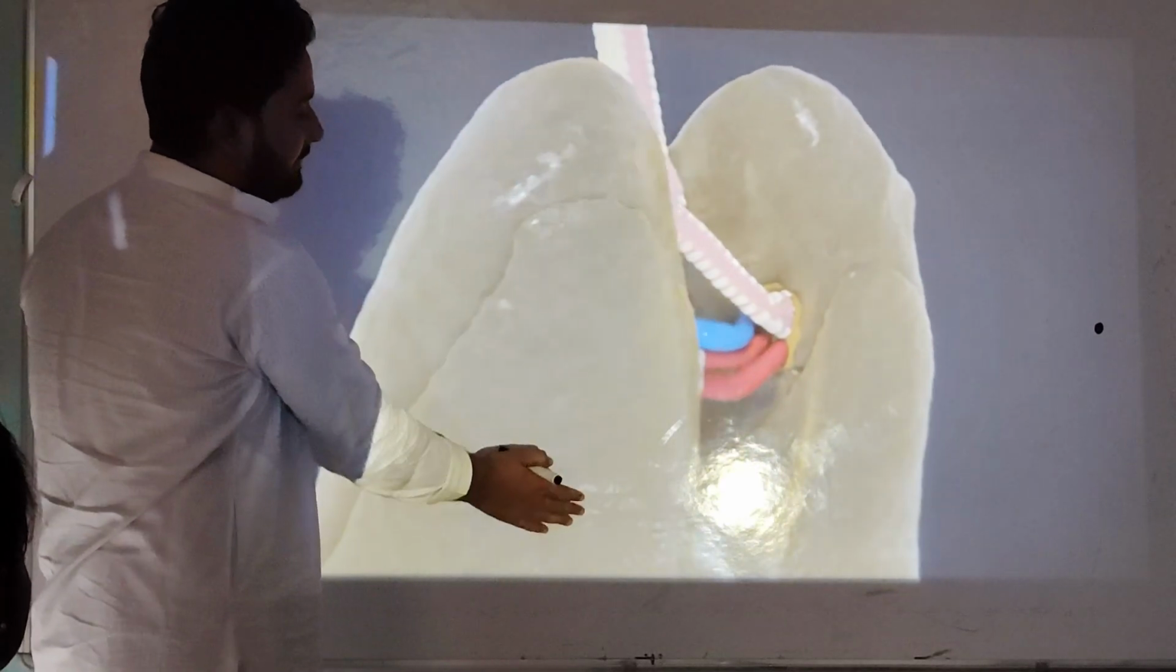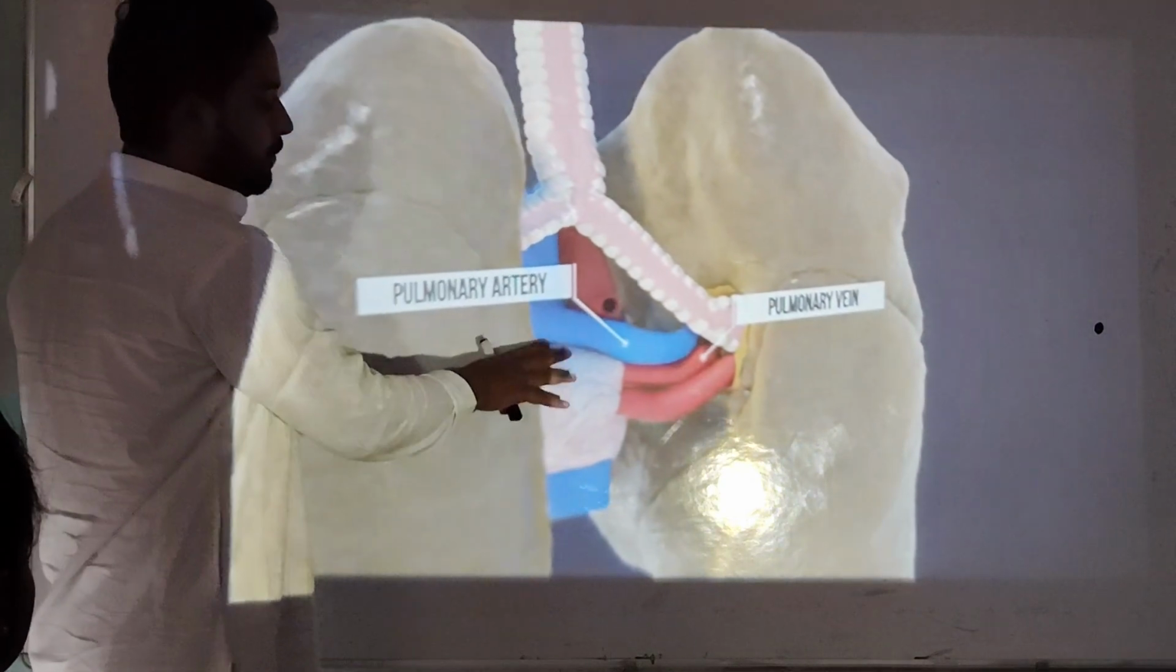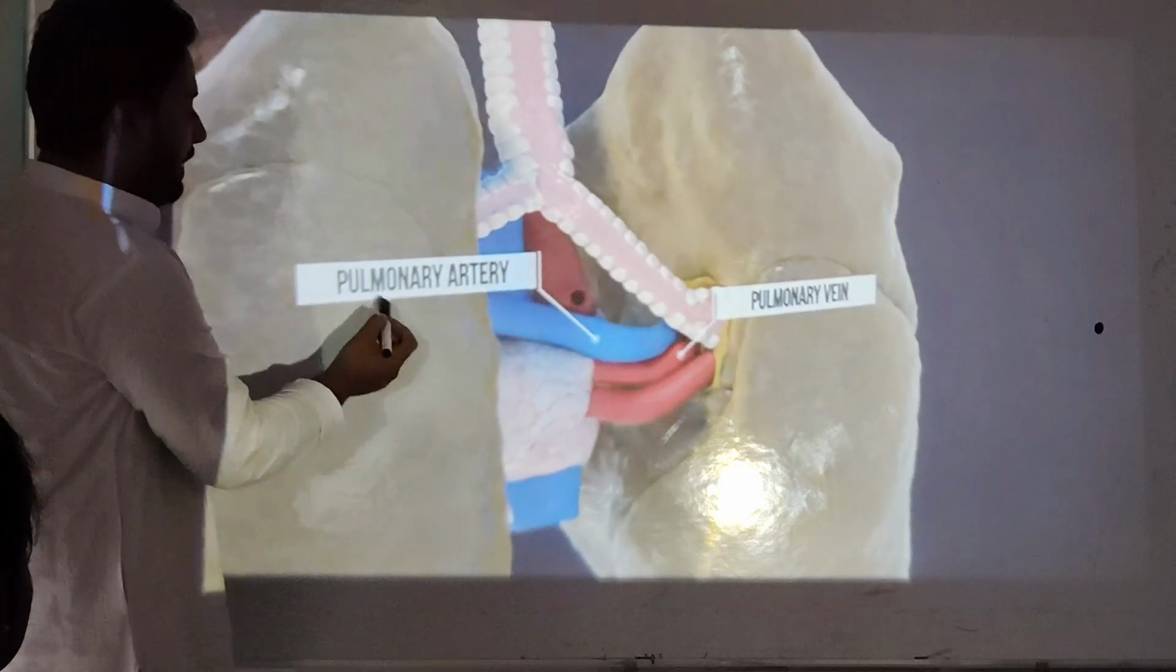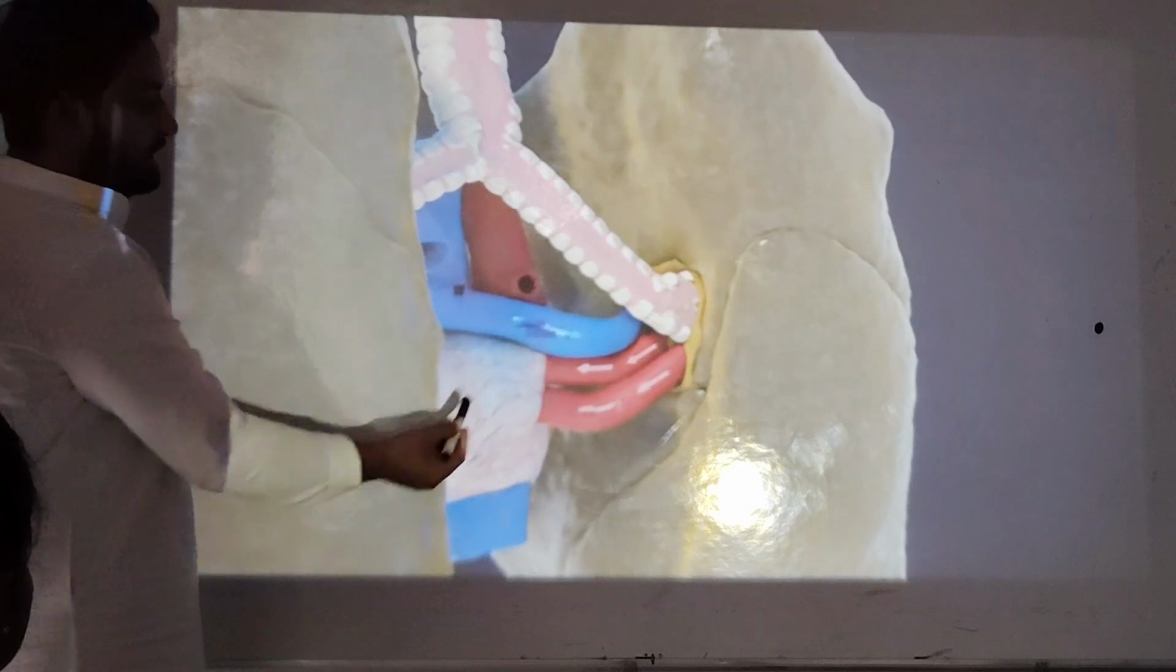The centrally located heart pumps deoxygenated blood to the lungs through the pulmonary arteries. Oxygenated blood returns to the heart through the pulmonary veins and eventually to all organs.